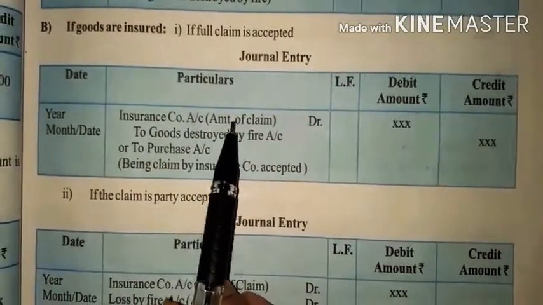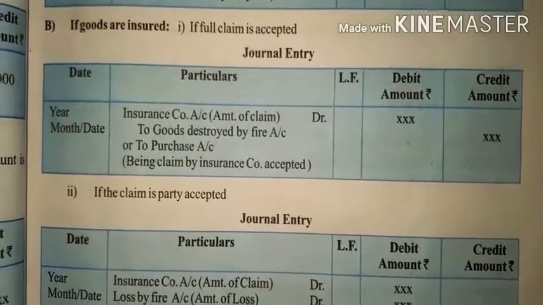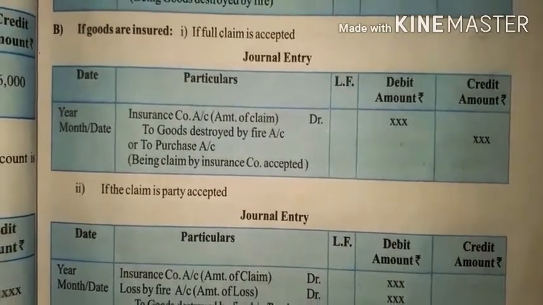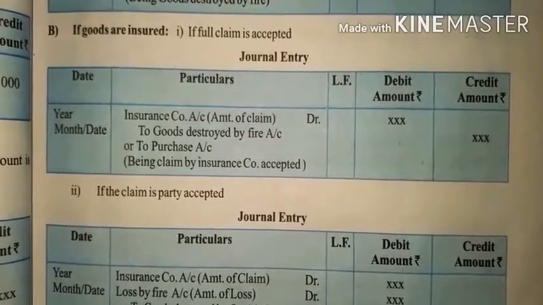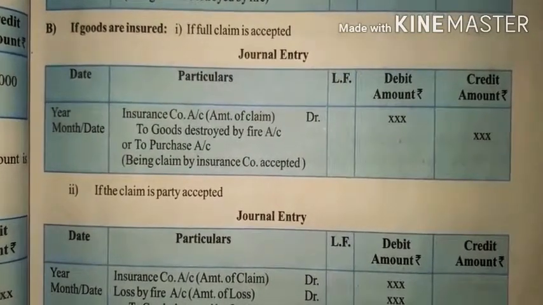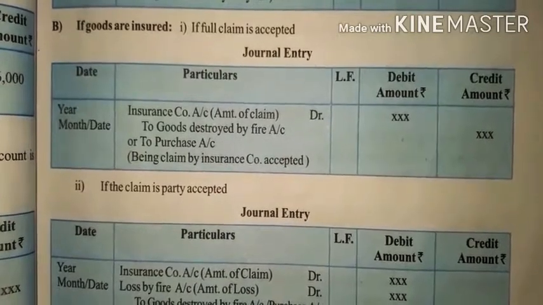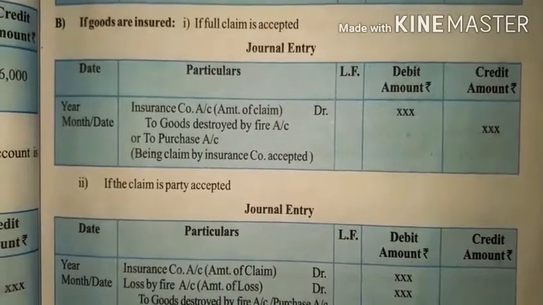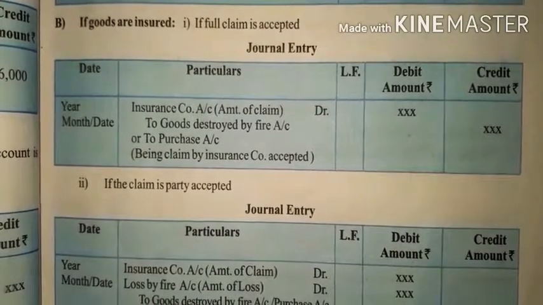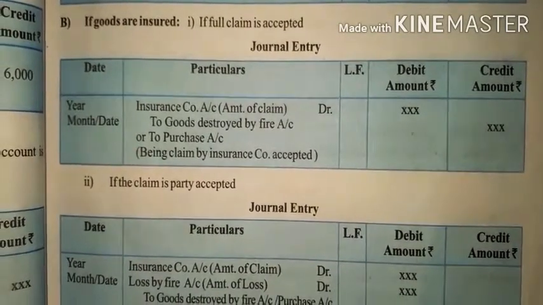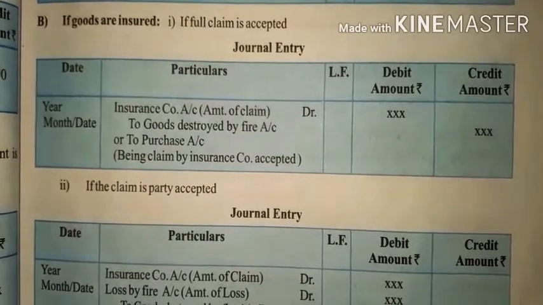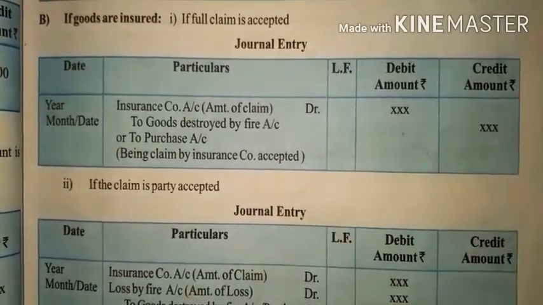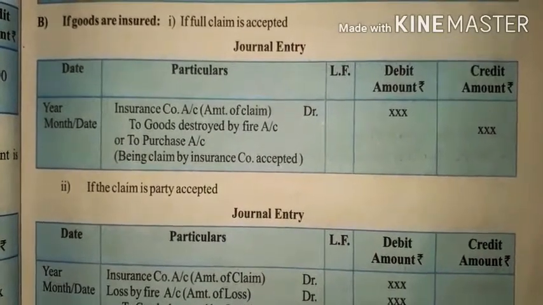Insurance company account, that is the amount of claim you have made to the insurance company, that will be debited. Now insurance company is an artificial account, and artificial account comes under personal account. So the rule for personal account: debit the receiver and credit the giver. Now the insurance company is accepting the amount of claim that we have made to them, that is why they are going to get the debit effect. So the amount you have to write down in the debit column.